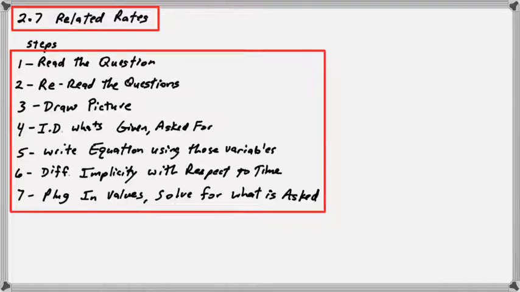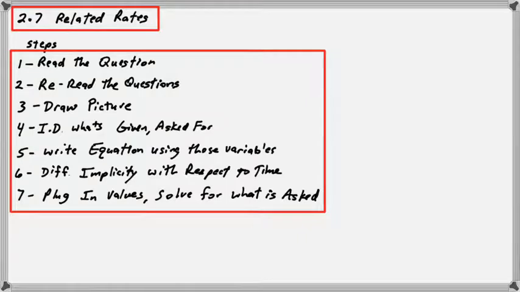Okay, when you're doing related rates questions, I recommend you follow some of these steps. Read the question, reread the question, and read it a third time if you have to. Identify what's being given and what's being asked for. You need to be able to identify what's given and what's being asked for. Then I would draw a picture. It's probably going to be some geometric shape.